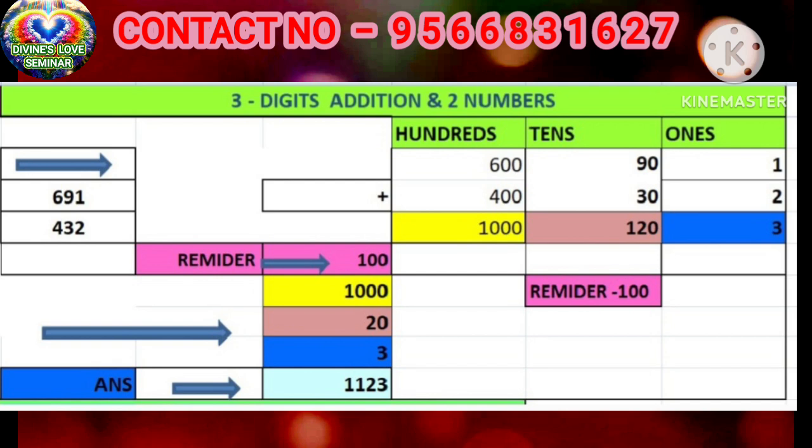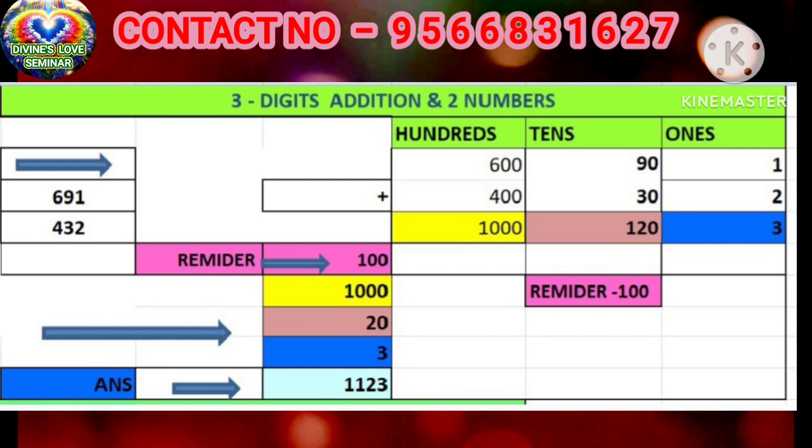Okay. First, focus on the numbers: ones place number, tens place number, hundreds place number. If the ones place number is above 10, we should add that 10 to the tens place numbers. If the tens place number is above 100, we should add that 100 to the hundreds place numbers.